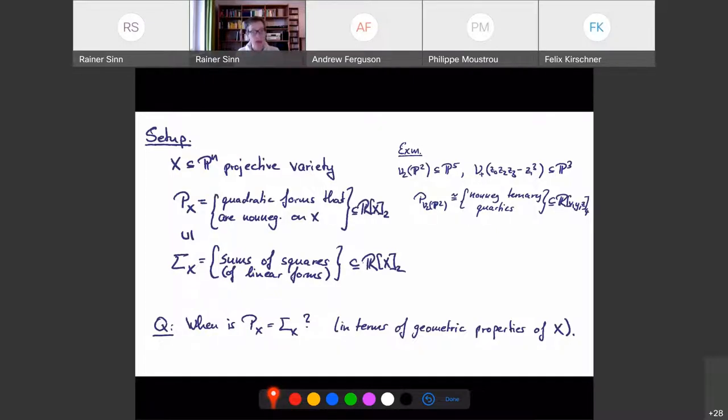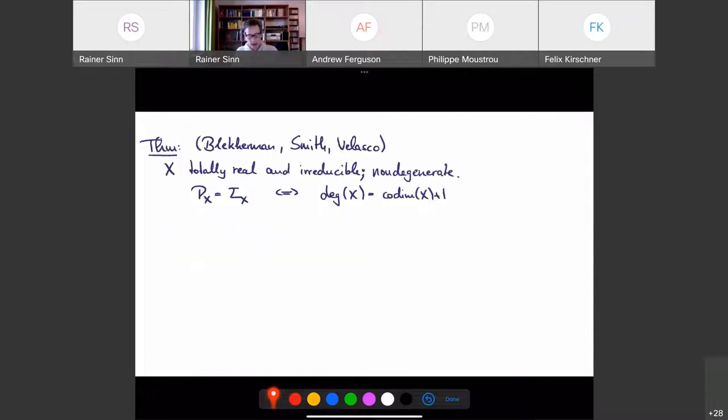And this time I can hope for an answer in terms of really geometric properties that this algebraic set X might have. And so historically, the first theorem in this direction was proven by Greg Blekherman, Greg Smith, and Mauricio Velasco. So here's a list of some assumptions that you need.